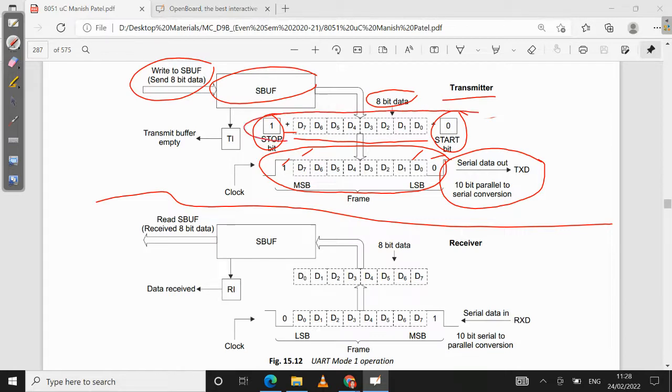From SBUF you will have only the data D0 to D7. After that you are adding the start bit and stop bit. Whenever you are transmitting and your SBUF is empty, the transmit buffer empty flag TI will be 1. I have already explained TI. It shows that your SBUF is empty, and now other data can be accommodated in your SBUF. That is the meaning.